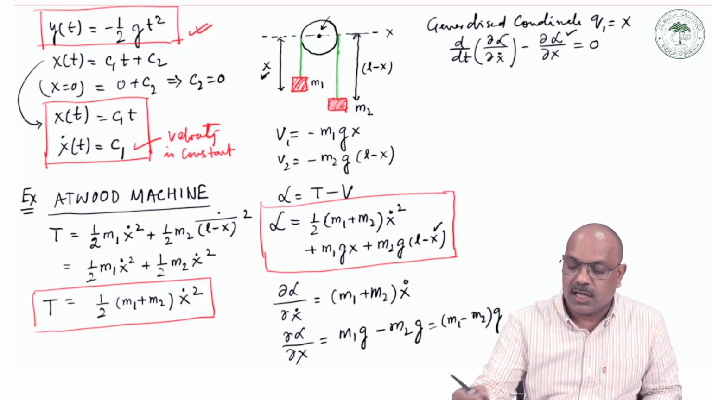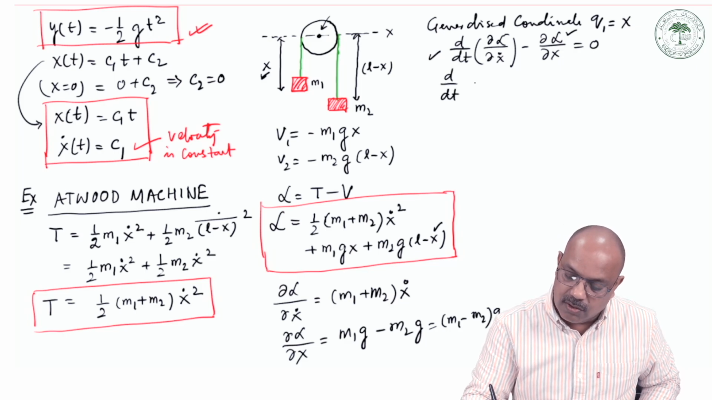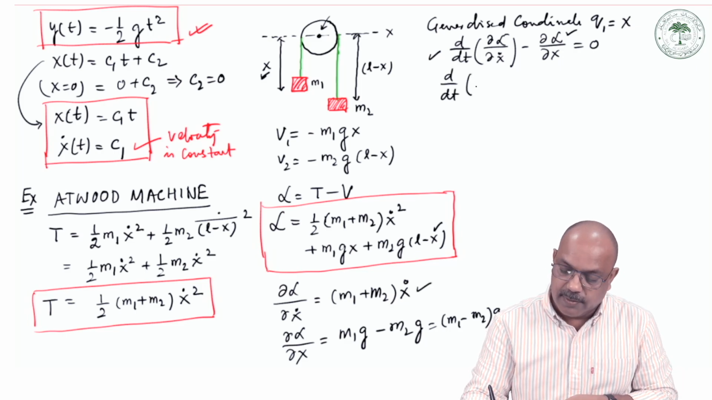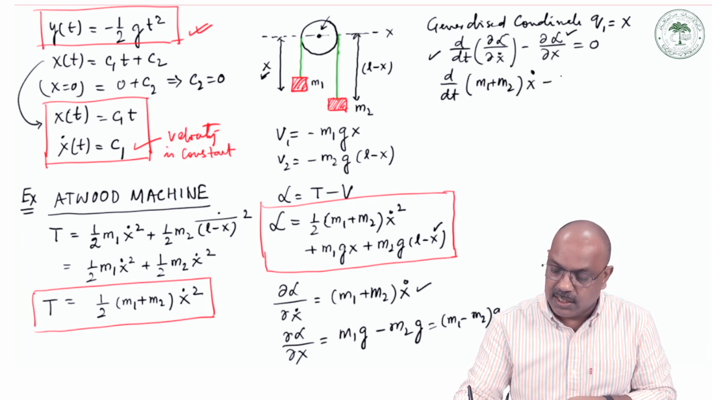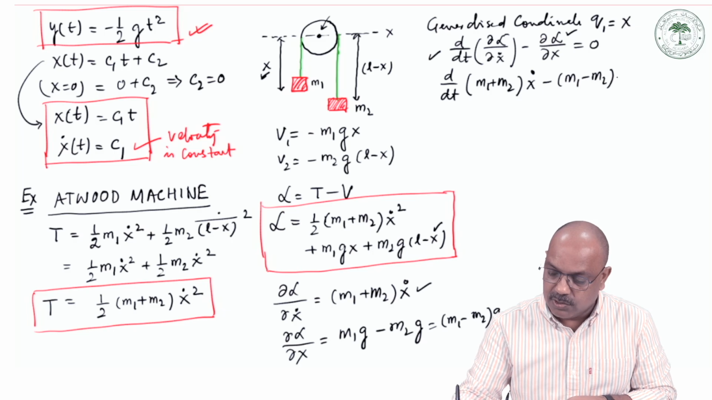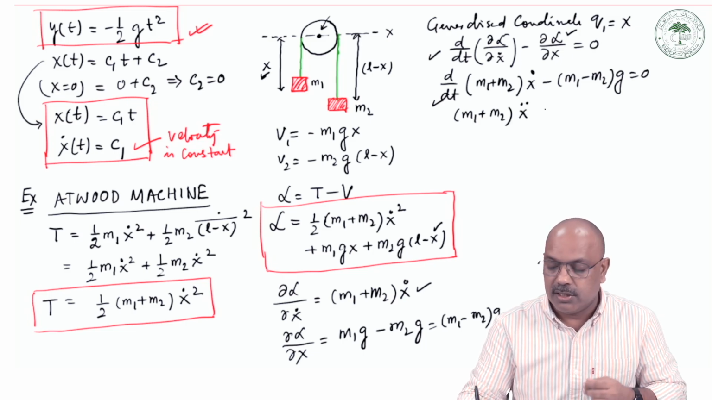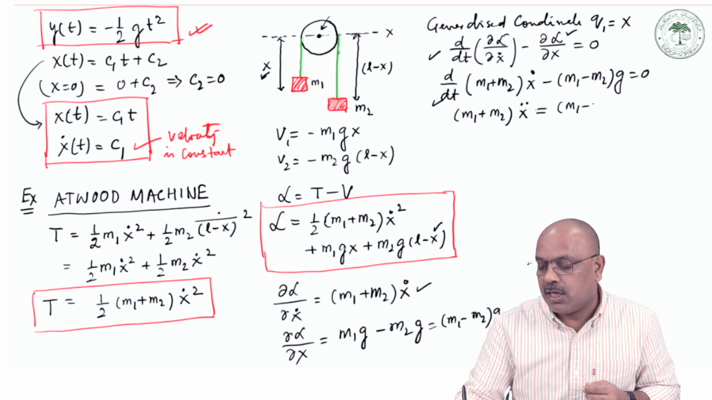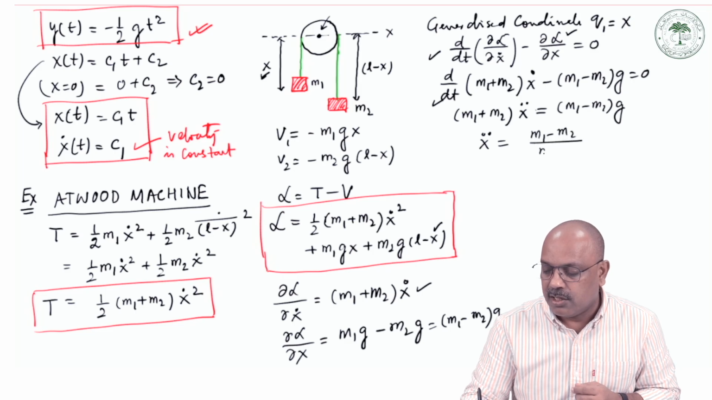So now I can put this into the Lagrange equation. That is going to be d/dt of (m1 plus m2) x dot, minus (m1 minus m2) g, equal to 0. So this is my (m1 plus m2), and d/dt of x dot is x double dot, equal to (m1 minus m2) g. So I can find x double dot is (m1 minus m2) divided by (m1 plus m2) times g.